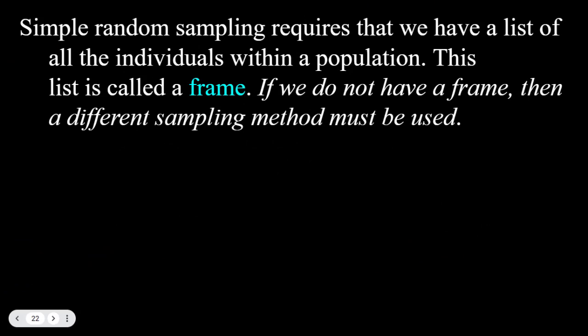Simple random sampling does require that we have a list of all the individuals within a population. And just a little note, individuals doesn't necessarily mean people. It just means items that are being considered in the population. This list is called a frame. So the frame is the list of all the possible items in the population. If we do not have a frame, if we don't have that list of all the possible items in the population, then we have to use a different sampling method. We cannot use simple random sampling.